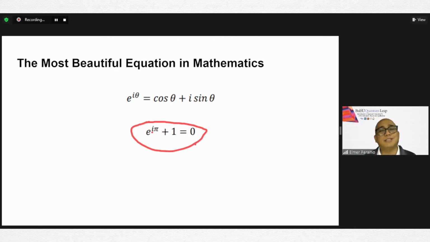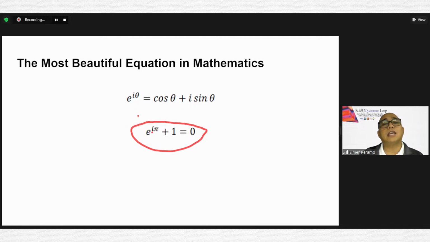0 is also a special number, just like what I mentioned before. So all the special numbers are there in one equation, and all the important mathematical operations are there also in one equation. You have addition, you have multiplication, you have exponentiation. That's why it's touted as the most beautiful equation in all of mathematics. And this one is derived from this one.